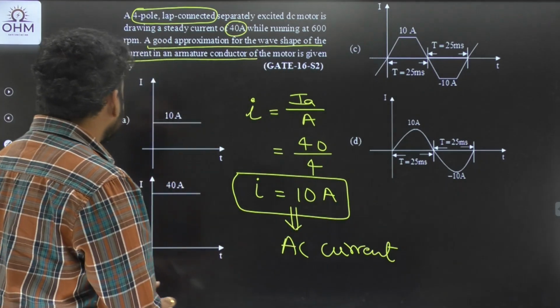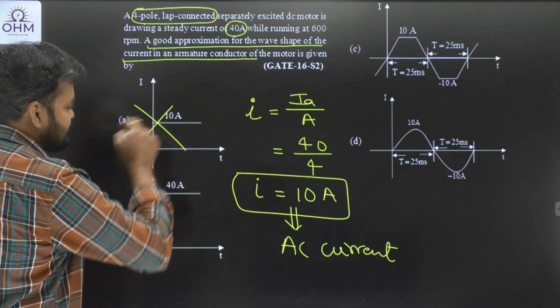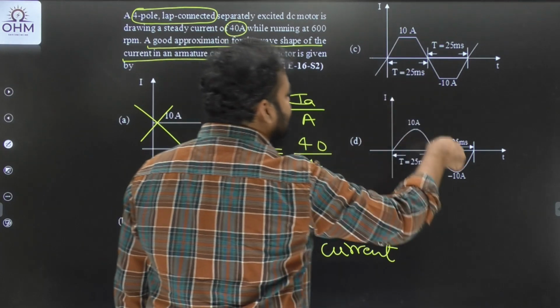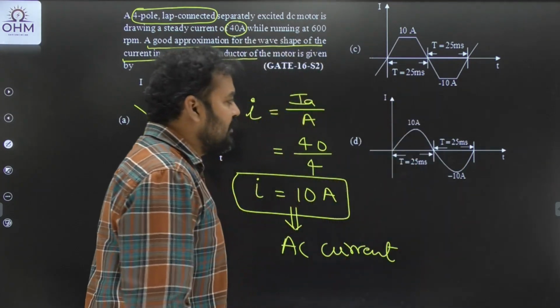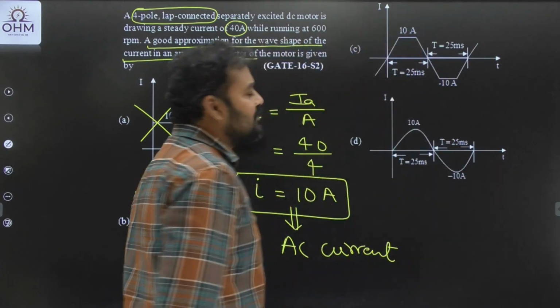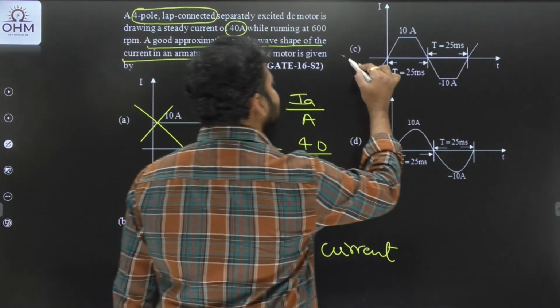So you can see this is definitely a wrong answer because it is showing DC current. This is also a wrong answer. Now these are the two AC currents, guys. Now how do we pick whether it is a sinusoidal current or a square wave current? Always remember, square wave is the answer.